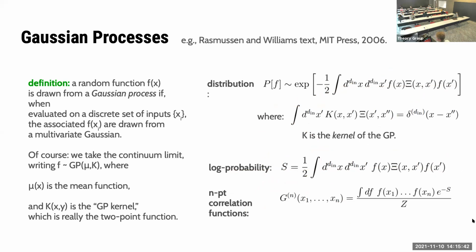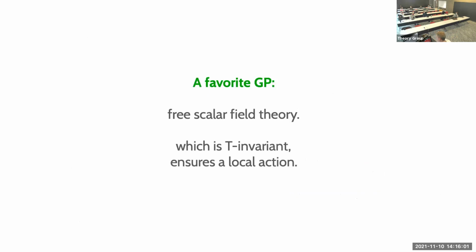So I should say that this is Neal's work, this famous work from the 90s. The reason that they were interested is because Gaussian processes is a story about Bayesian inference in the machine learning literature, which is typically removed from stories about neural networks. And what he showed is that in the large N limit, they touch, and we'll get there. But that's a Gaussian process. So our favorite GP, our favorite Gaussian process, is a free scalar field theory, and it happens to be translation invariant, which ensures a local action. A priori, an arbitrary GP might be expressed non-locally, but you can still compute the correlators.